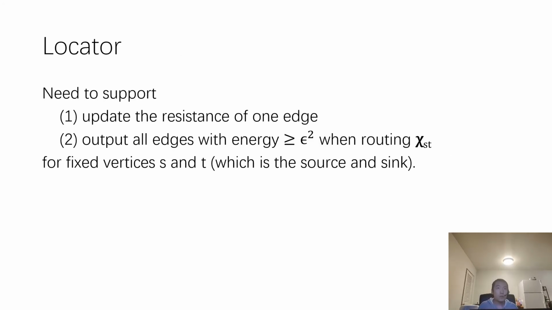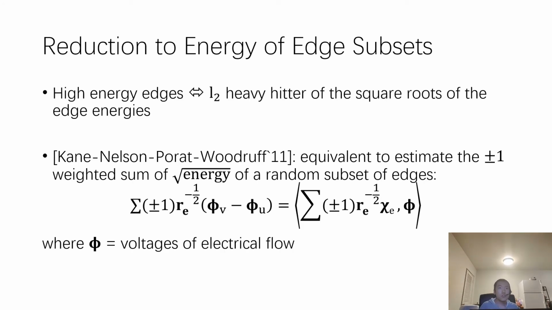We've finished the warm-up. The actual question is not only to estimate the energy of one edge, but to output all edges with high energies. So the data structure locator should support first, updating the resistance of some edge, and second, outputting all edges with energy at least epsilon squared fraction when routing the unit flow from S to T. The general idea of the locator data structure is to reduce the problem to maintaining a dot product. Kane, Nelson, Porat, and Woodruff gave a method that can recover heavy hitters given only a few low-dimensional projections of an original vector. So this theorem applies to our case.